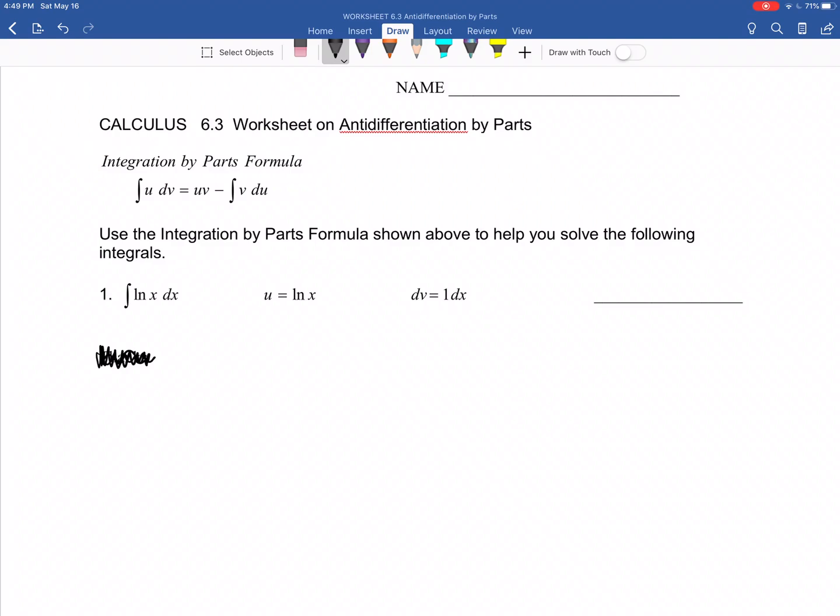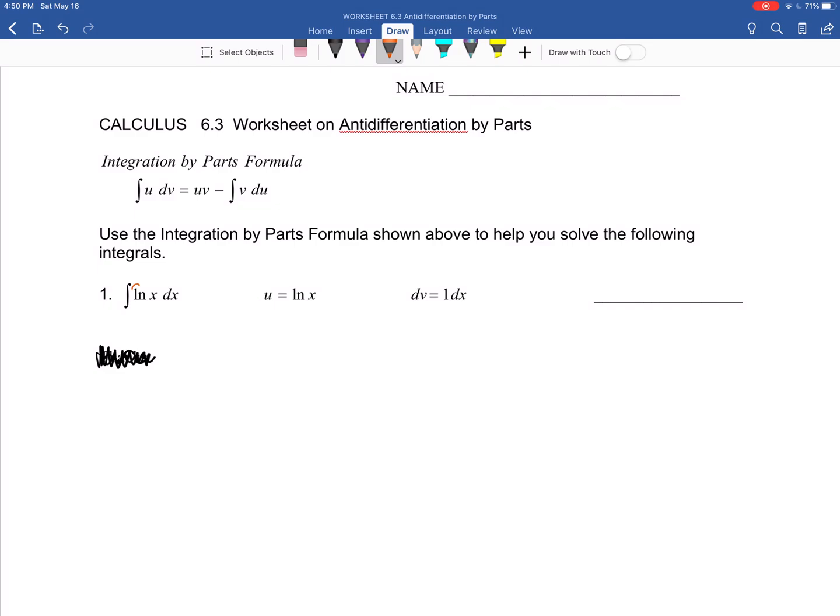Going over calculus worksheet 6.3. We got 4 problems. Let's start off here. First of all, on this one, I said, hey, let's use natural log of x to be the u.